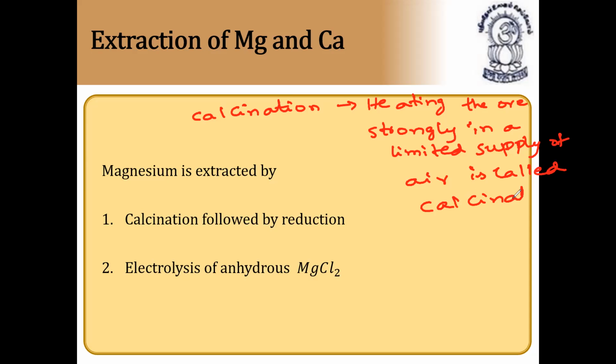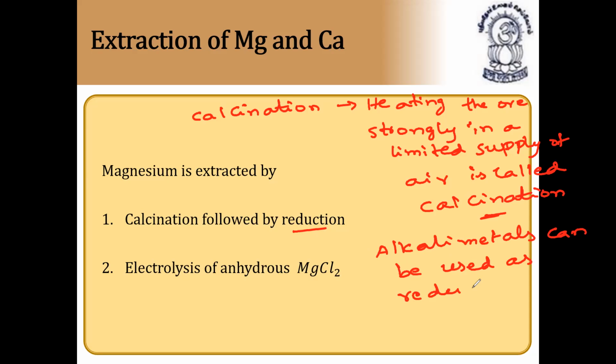So reduction means you will be taking reducing agents such as aluminium, potassium. So alkali metals can be used as reducing agents because they are more electropositive than magnesium, for the extraction of magnesium. So please note this down in your classwork, this is a complete topic.